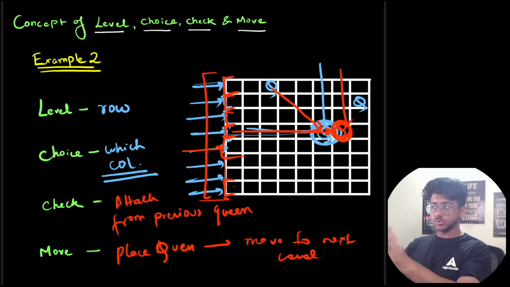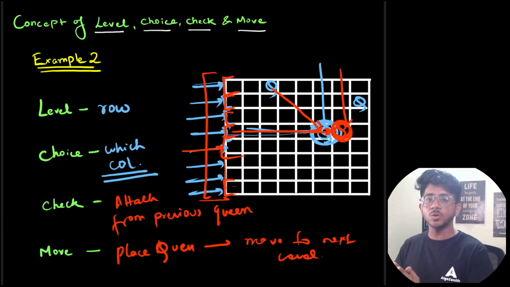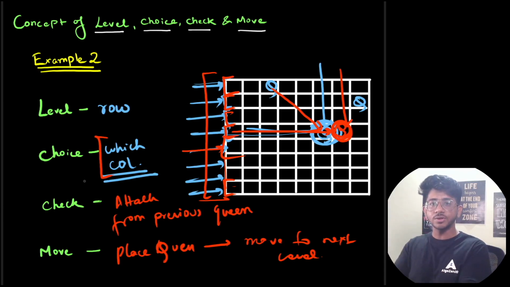Now, this is what backtracking actually is: you are placing a queen and then backtracking to explore other options. So we are exploring every choice, exploring it in a move, and then coming back and exploring the next choice that I have.